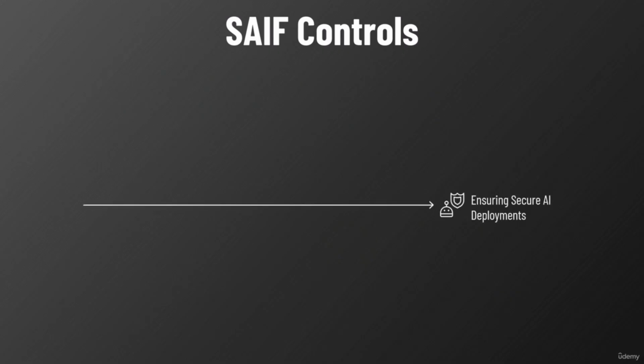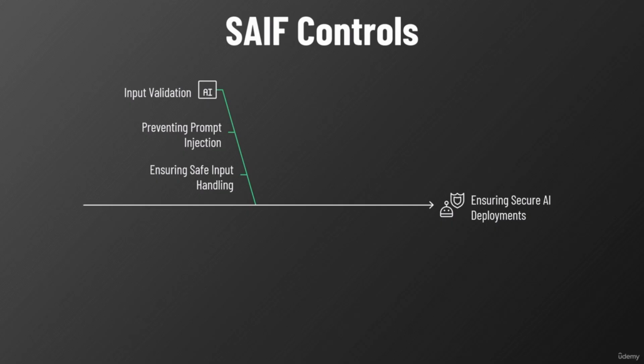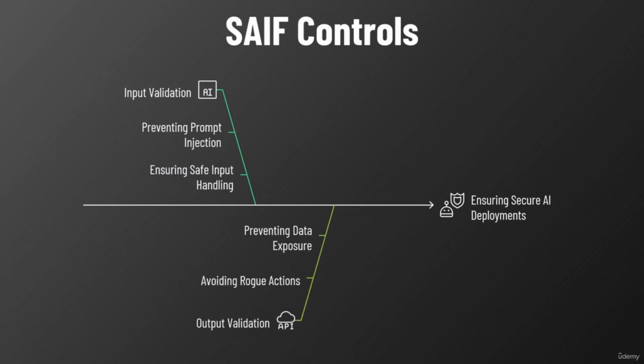Input validation and sanitization. This control checks prompts for malicious content before they reach the model, helping to prevent prompt injection attacks. Risks mitigated: prompt injection. Responsibility: model creators and model consumers. Output validation and sanitization. Model outputs should be reviewed or sanitized before being used to avoid unintended actions or data exposure. This reduces the risk of rogue behavior and information leaks. Risks mitigated: prompt injection, rogue actions, sensitive data disclosure, inferred sensitive data. Responsibility: model creators and model consumers.